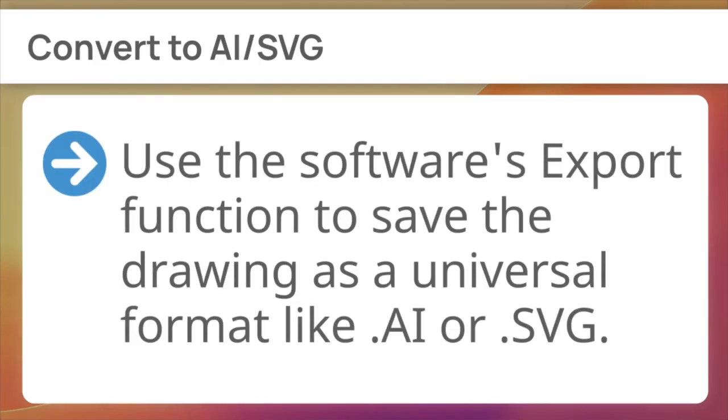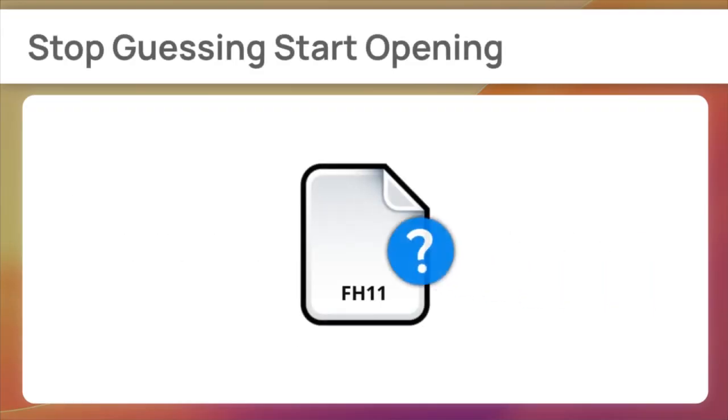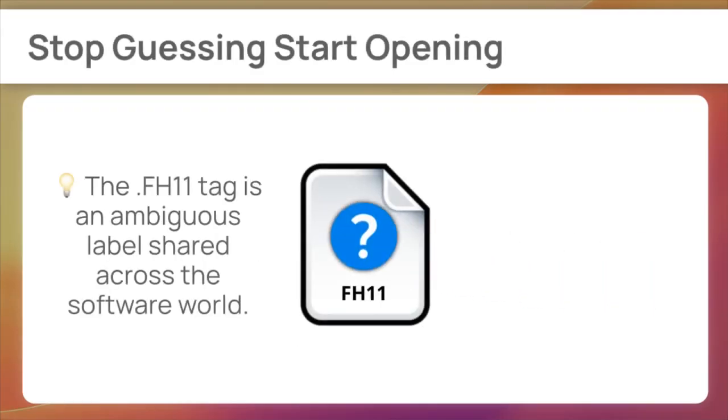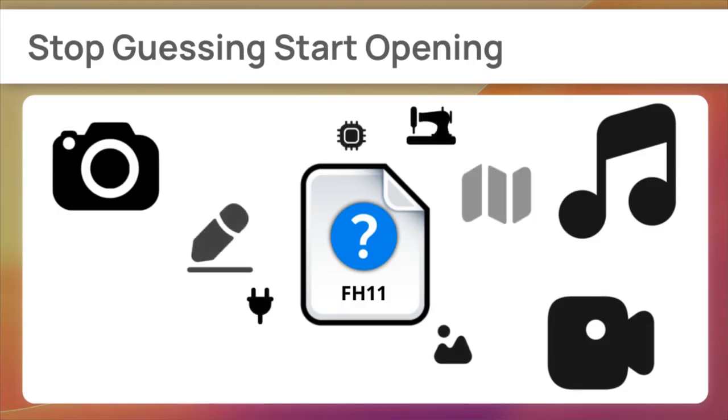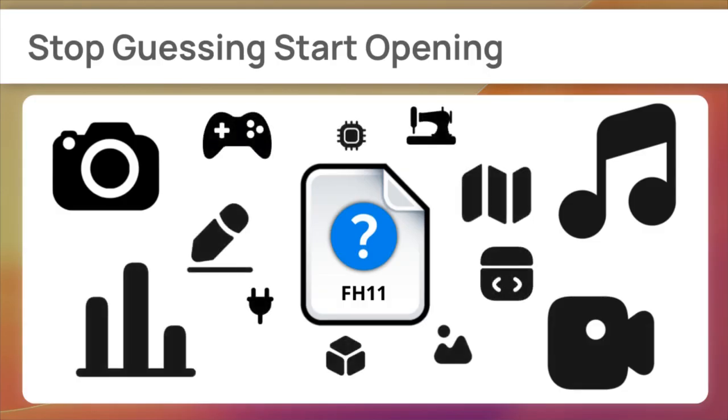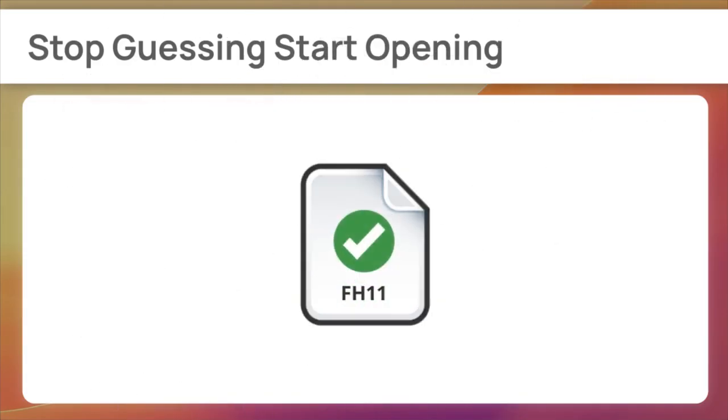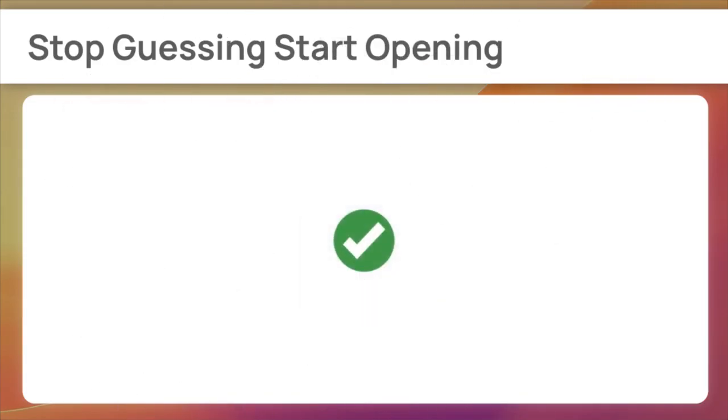Use the software's export function to save the drawing as a universal format like AI or .svg. If compatibility checks failed, it is likely because the file extension name is shared by different developers for unrelated formats, causing your PC to use the wrong reading language. This professional-grade approach allows the software to analyze the file autonomously, which can offer a significantly higher chance of success for stubborn or non-standard formats.